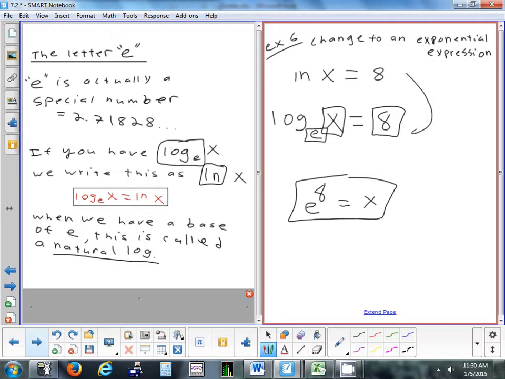So this step, from here to here, of writing it out the long way, you don't have to do that if you can remember the base is e. E is my base, 8 is my exponent, x is what goes on the other side. Any questions on writing a natural logarithmic expression as an exponential? That's what we just did.